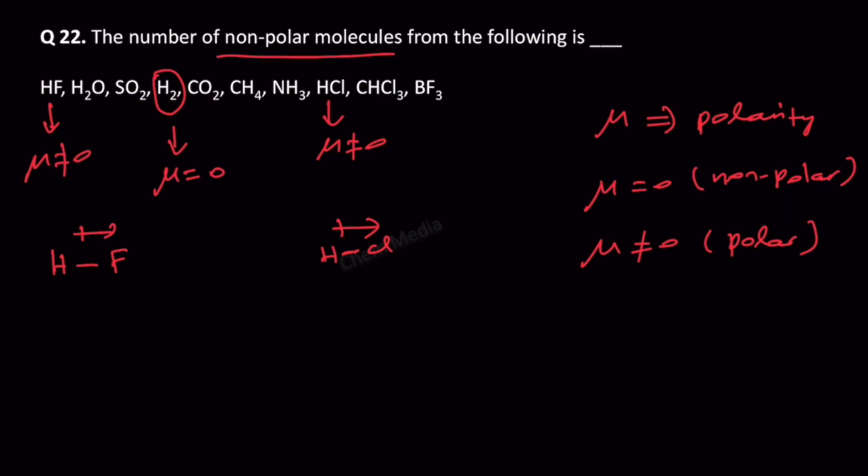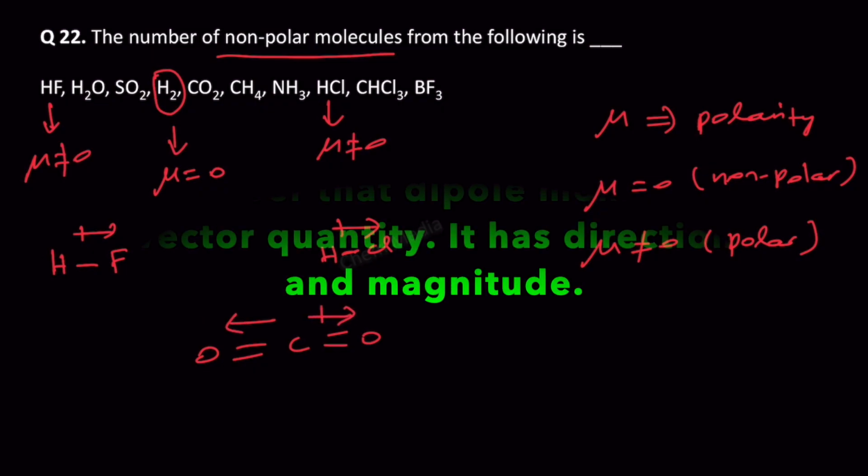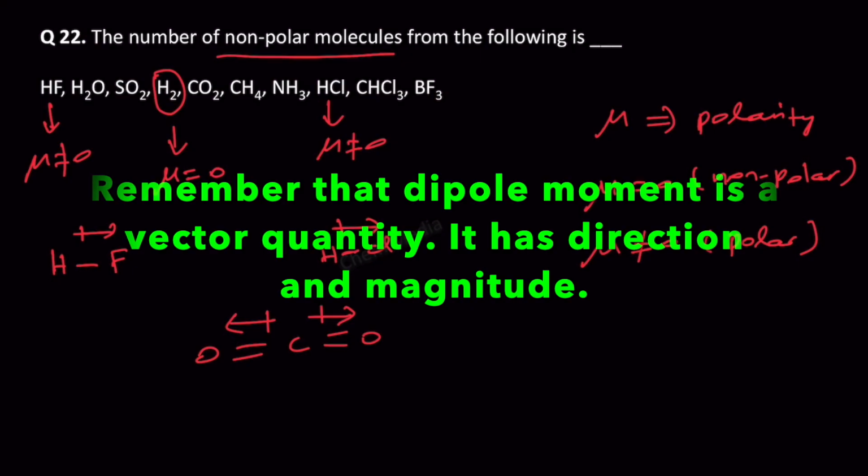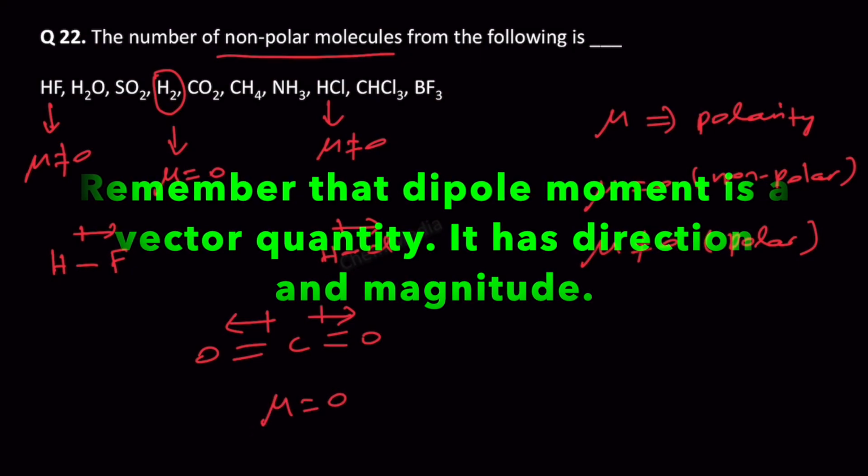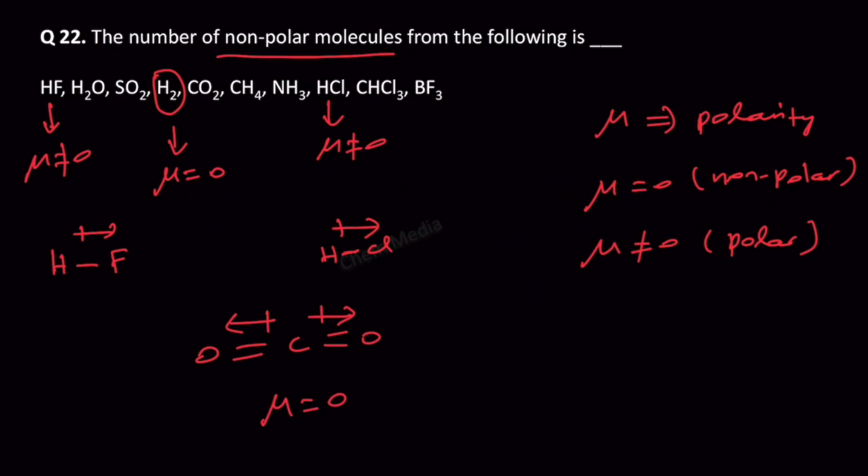And in polyatomic molecules, if the dipole moment is 0, it is mostly due to symmetry. So for example, in CO2, we do have polar bonds. However, they cancel each other. One is in this direction, but another is in the opposite direction. And therefore, the dipole moment will become 0 in CO2. So this means we can count this one also.